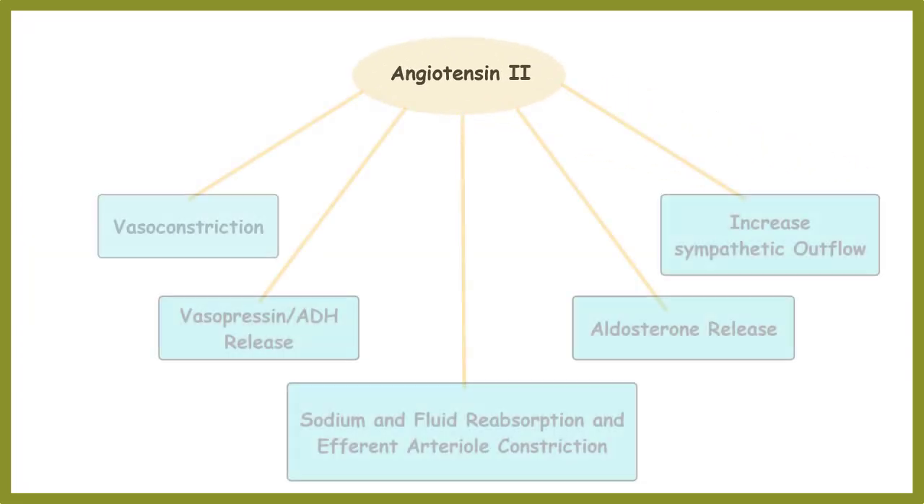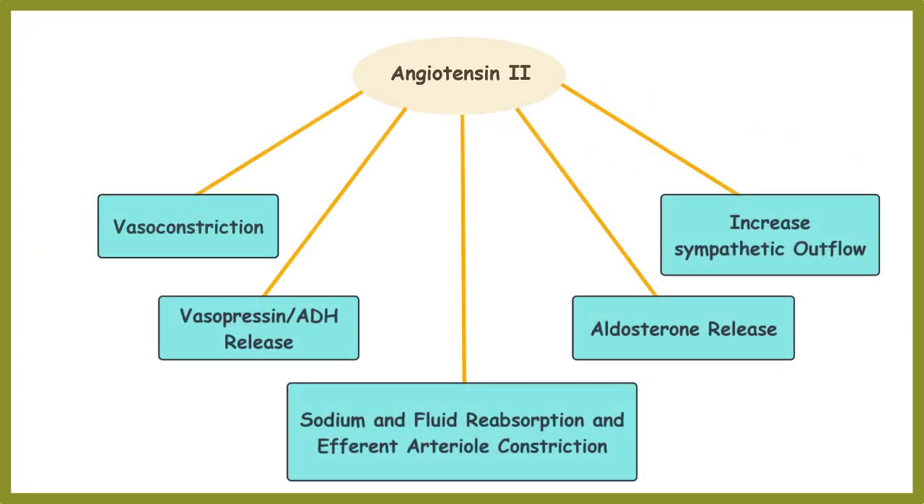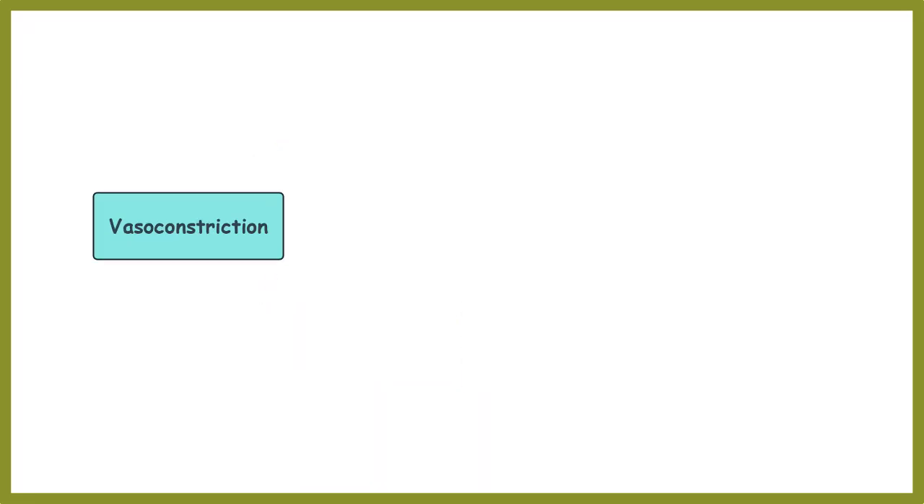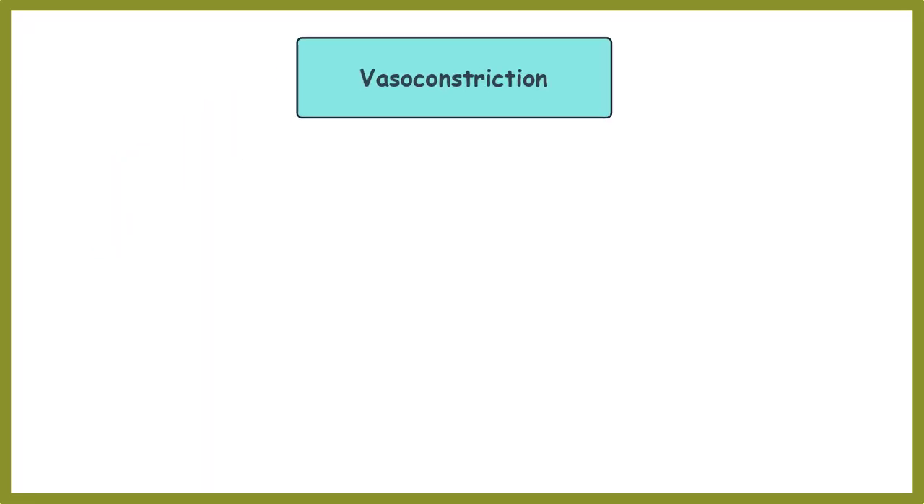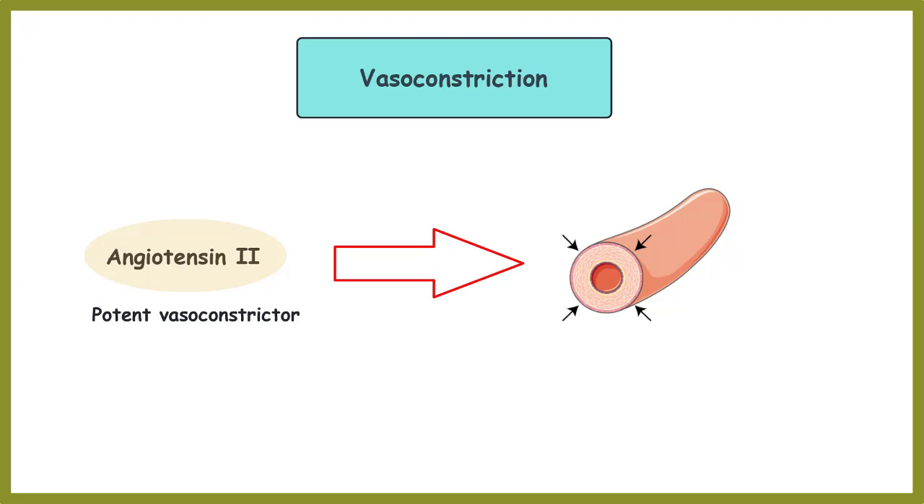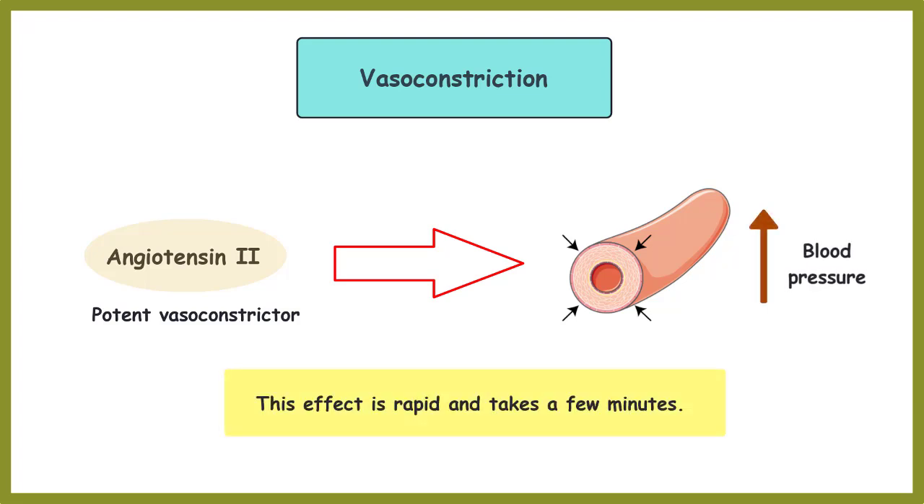Let us delve into the five effects of angiotensin in the body. First is the vasoconstriction. Since angiotensin II is a potent vasoconstrictor, it causes narrowing or constriction of blood vessels, which then increases the blood pressure. This effect is rapid and takes a few minutes.